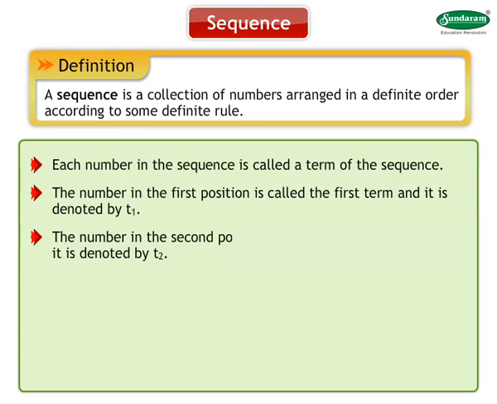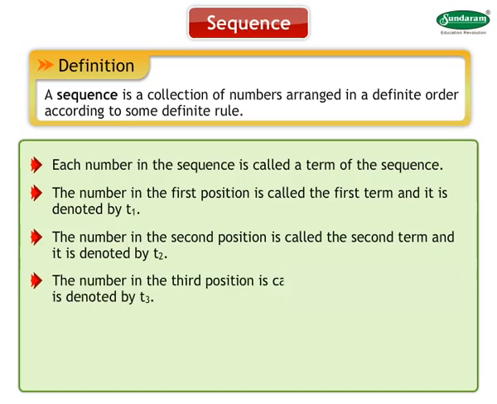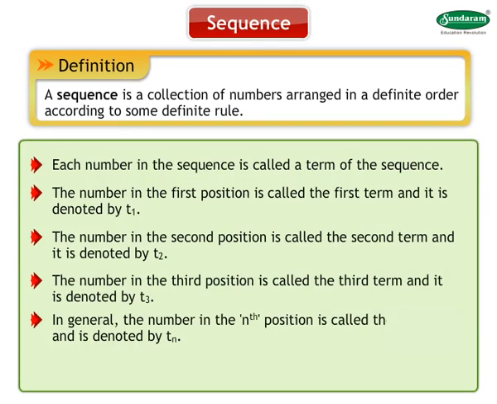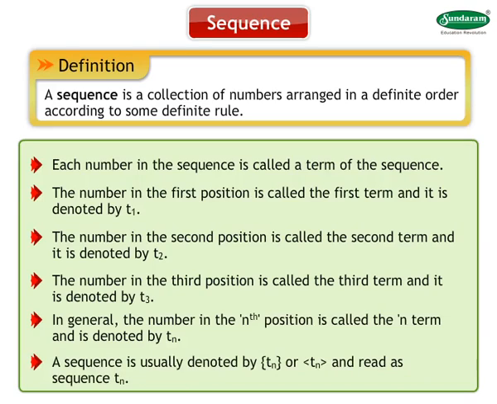The number in the first position is called the first term and is denoted by T1. The number in the second position is called the second term and it is denoted by T2. The number in the third position is called the third term and is denoted by T3. In general, the number in the nth position is called the nth term and is denoted by Tn.